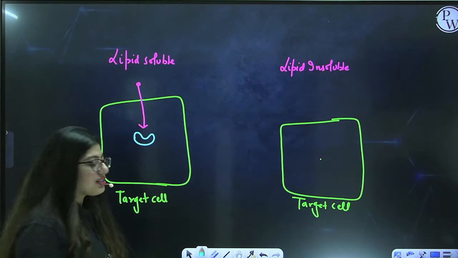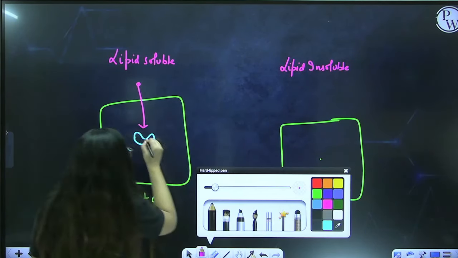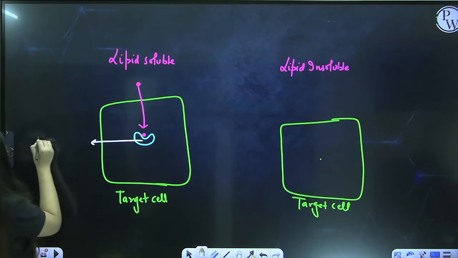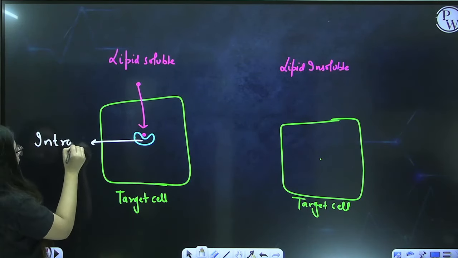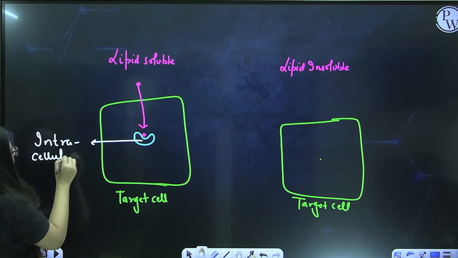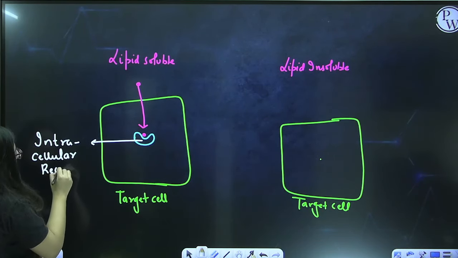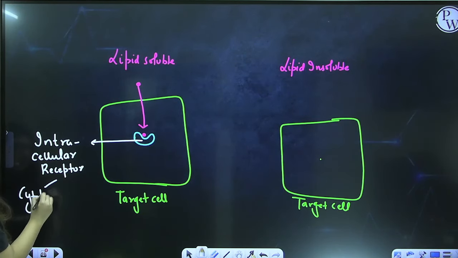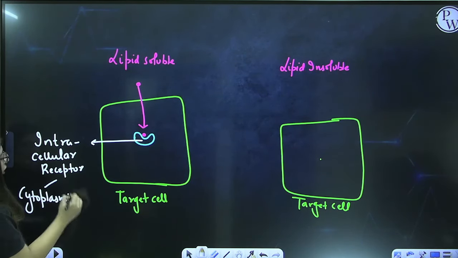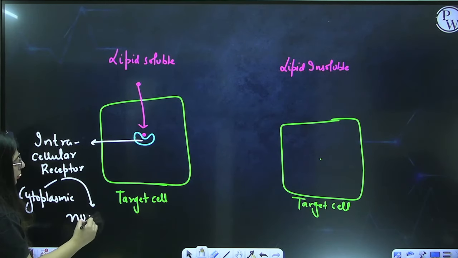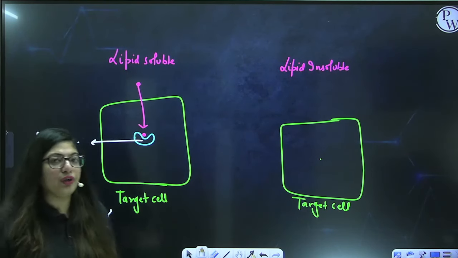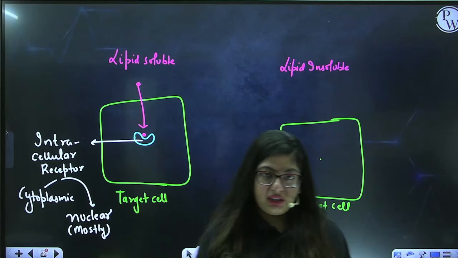And you call these receptors intracellular receptors. Because this is lipid soluble, its receptors will be present inside the cell, known as intracellular receptors. These receptors can either be present in the cytoplasm, so you call them cytoplasmic, or they can be present in the nucleus, so they are nuclear as well. But mostly intracellular receptors are of the category of nuclear receptors because they're present in the nucleus.